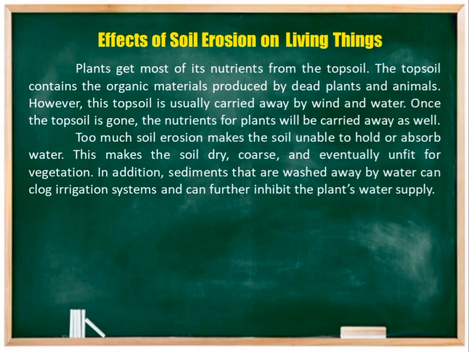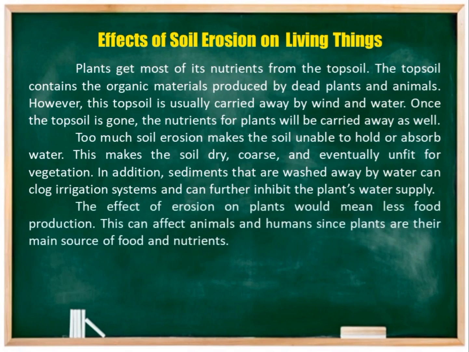In addition, sediments that are washed away by water can clog irrigation systems and can further inhibit the plant's water supply. The effect of erosion on plants would mean less food production. This can affect animals and humans since plants are their main source of food and nutrients.